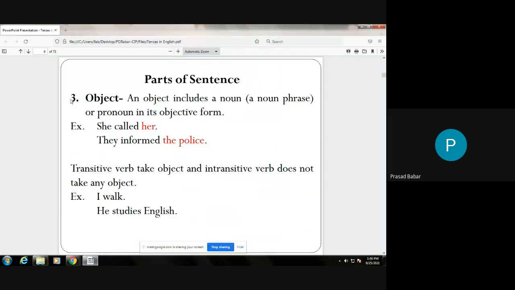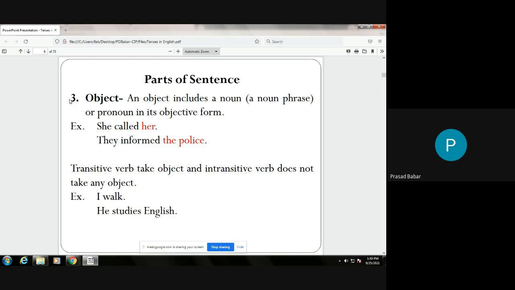In intransitive verb there is no object after the verb. There comes no object, or there is the absence of object after the verb. Okay, let's see it with examples. Let's see the first example. I walk. So here in this example, I is the subject and walk is the verb.